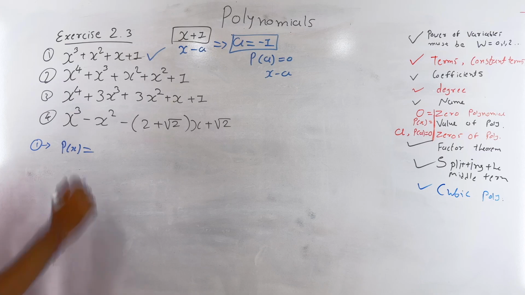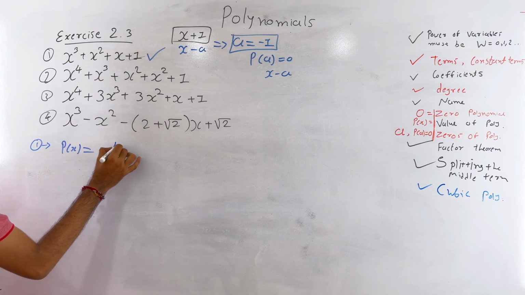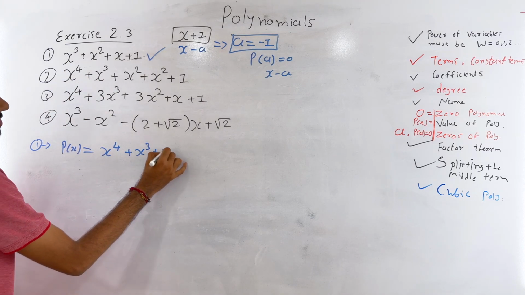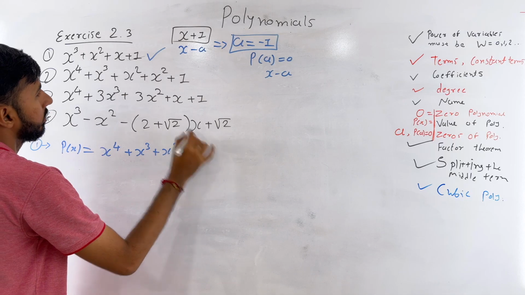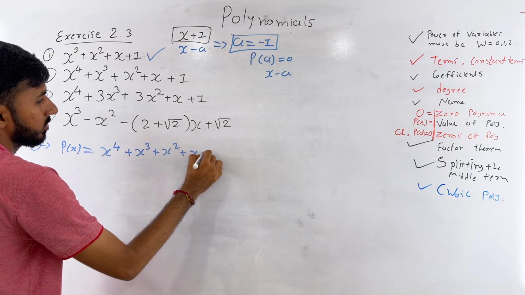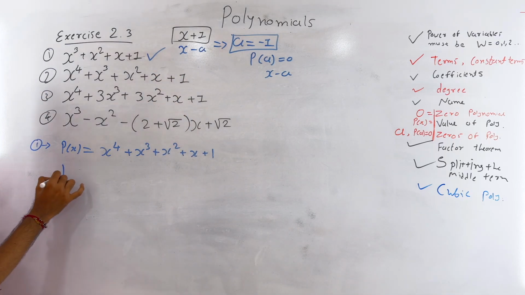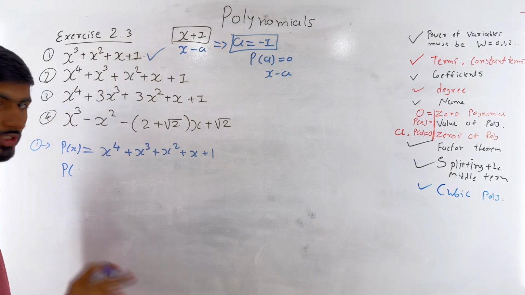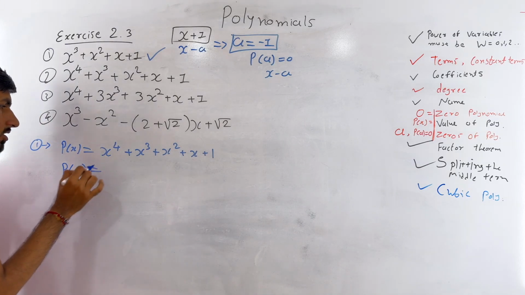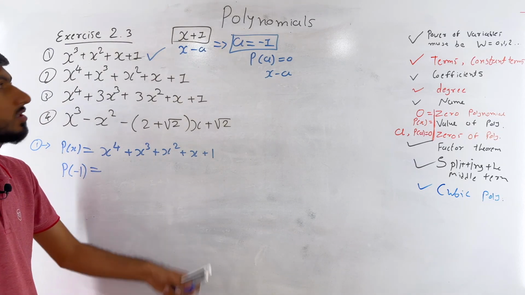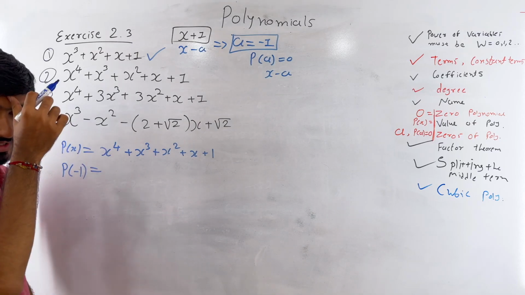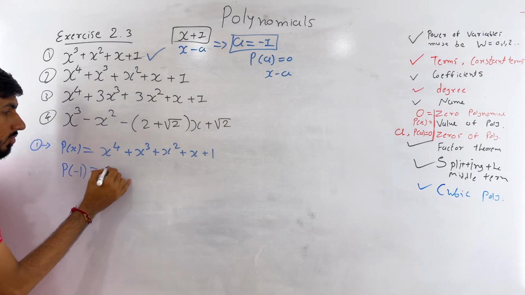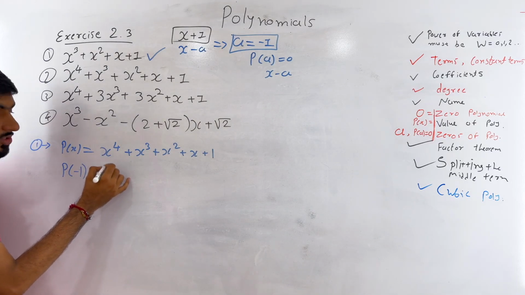Our second question is we have p(x) as x power 4 plus x power 3 plus x power 2 plus x plus 1, right? Now again we have to do the same process. Find p(minus 1). If it is 0, then by factor theorem we can say that x plus 1 is a factor of this polynomial. So put the value x is equal to minus 1.